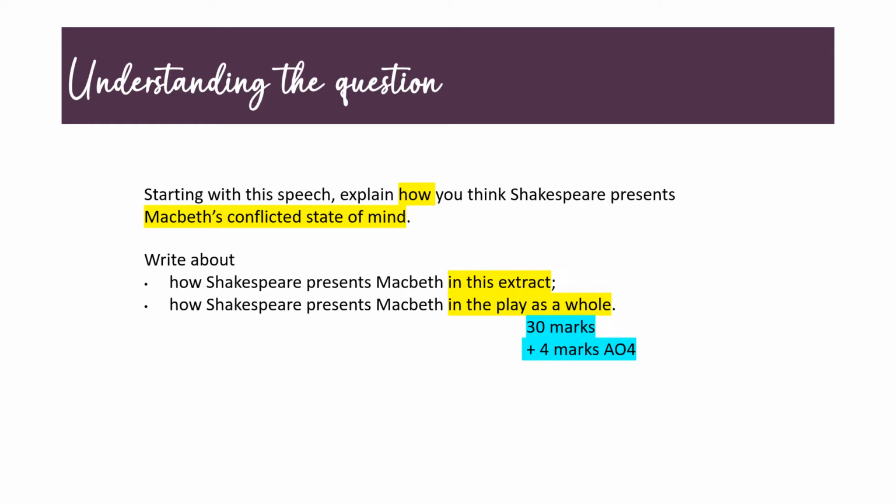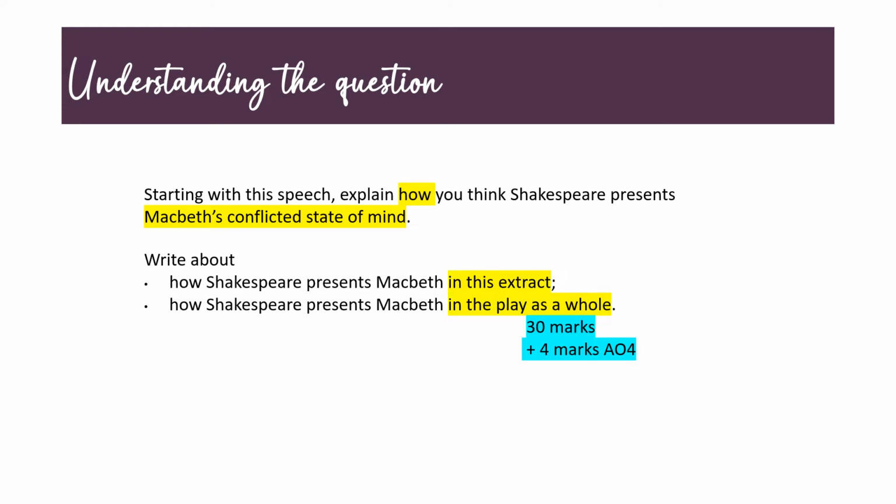So we've read our extract, we've understood what we can from it, and then let's look at the question itself. So it says, starting with this speech, explain how you think Shakespeare presents Macbeth's conflicted state of mind. Write about how Shakespeare presents Macbeth in this extract, how Shakespeare presents Macbeth in the play as a whole. So the word how is the first one I've highlighted there, and that tells you that you need to analyse. Whenever you see how in an English question, it's looking for analysis.